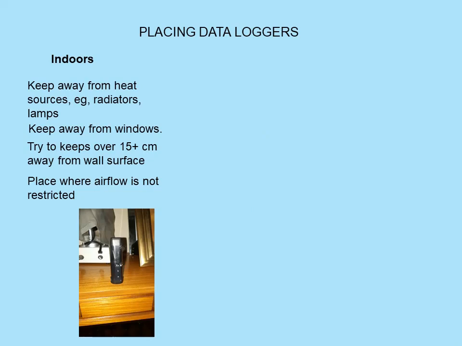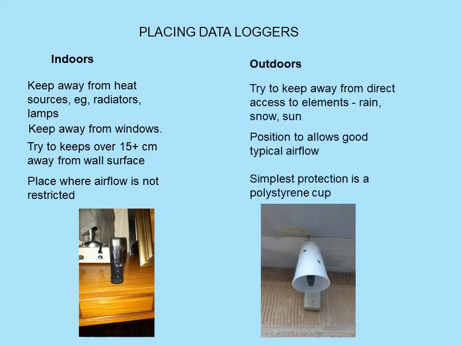So how do we place the data loggers? Well, very easy. Indoors, keep them away from heat sources such as radiators and lamps and fires. Keep them away from windows and try to keep them over 15 centimeters away from a wall surface and place them where the airflow is not restricted. Also, externally, try to keep them away from direct access to elements such as rain, snow, etc. Position to allow good typical airflow.